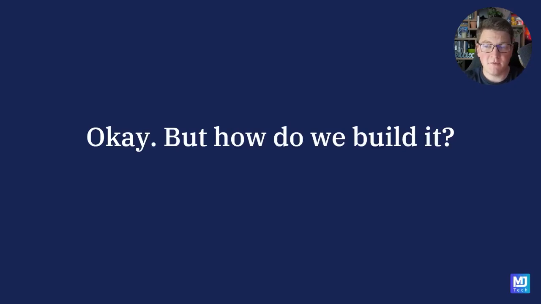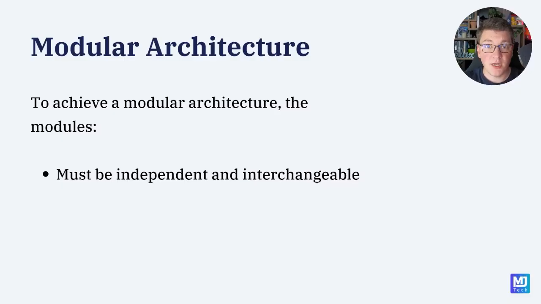I'm sure all of these benefits about modular monoliths sound nice in theory, but how do you actually build a modular monolith system? Let's try to explain this by understanding what we need to achieve a modular architecture. So to achieve a modular architecture, our modules need to be independent from each other and interchangeable. We make our modules independent by making them highly cohesive, so we group the related functionality closely together. We only allow our modules to communicate through a public API, which gives us loose coupling, and we make sure to isolate the data for each specific module in the database.